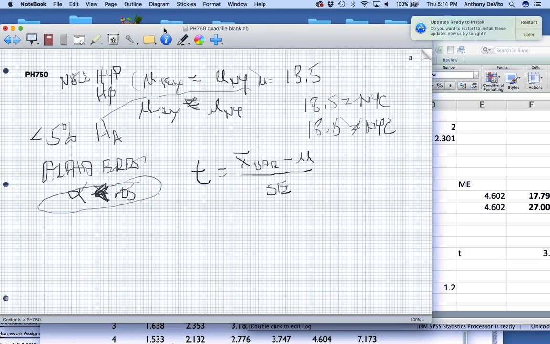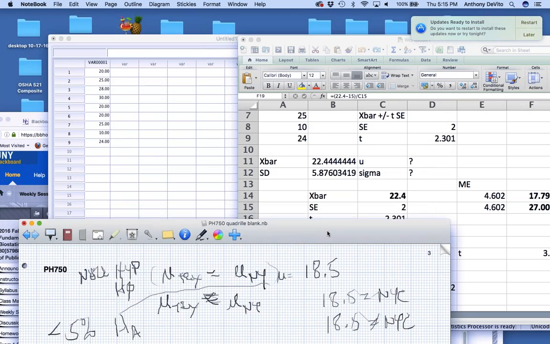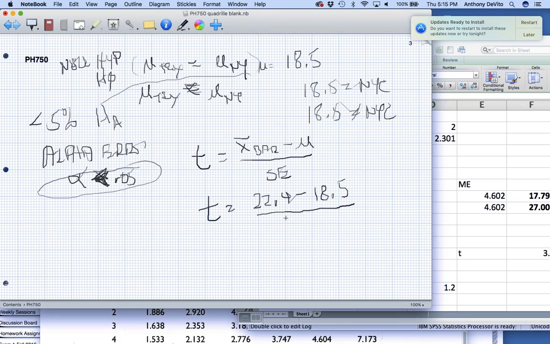Okay, so what is t equal to? T is equal to 22.4 minus 18.5. I should have done it the other way around, right? It doesn't really matter. I'm just going to wind up with a negative, with the z-score and the t-score, it doesn't matter, positive or negative, but that's okay. The difference is 22.4 minus 18.5 divided by my standard error, which was 1.95. I'm doing it a little bit more accurately.